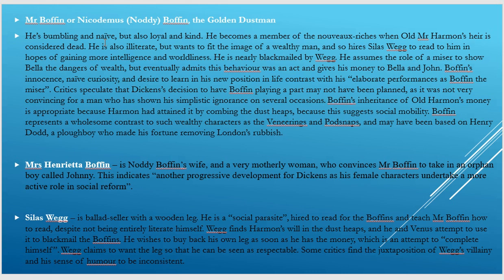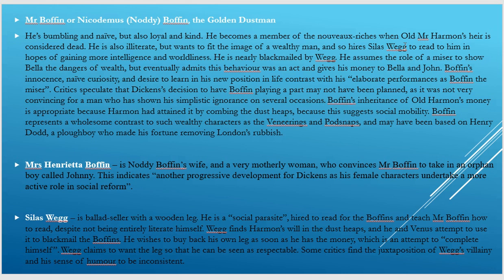Naive, it means he is quite strong and he used his own powerful voice and character to show his opinion. He is loyal and kind at the same time, loyal to old Mr. Harmon, and he becomes a member of the Nouveau Riche when old Harmon is considered dead. So he received all of old Mr. Harmon's property and inheritance. He was also illiterate. He is not an educated man.